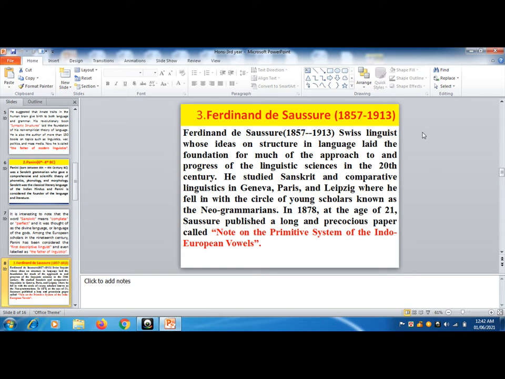He studied Sanskrit and comparative linguistics in Geneva, Paris, and Leipzig, where he fell in with the circle of young scholars known as the Neogrammarians. In 1878, at the age of 21, Saussure published a long and precious paper called Note on the Primitive System of the Indo-European Vowels.